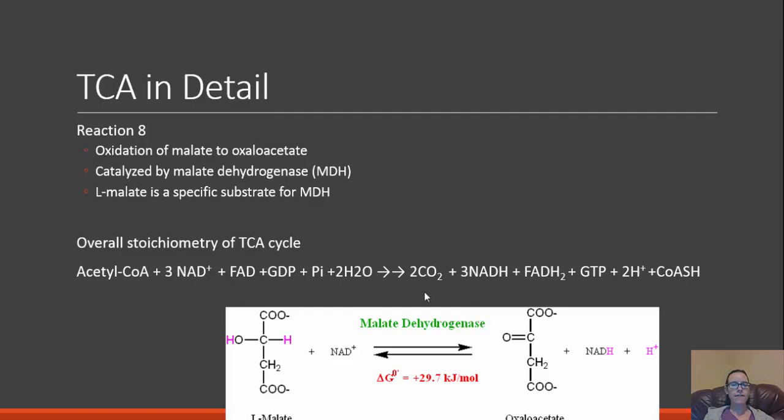And then here I just have the overall reactions of the TCA cycle. So we start with an acetyl-CoA, NAD, FAD, GDP, inorganic phosphate, and water. And then that is ultimately converted to carbon dioxide, NADH, FADH2, GTP, hydrogens, and CoASH. And CoASH is just the reduced form of acetyl-CoA.